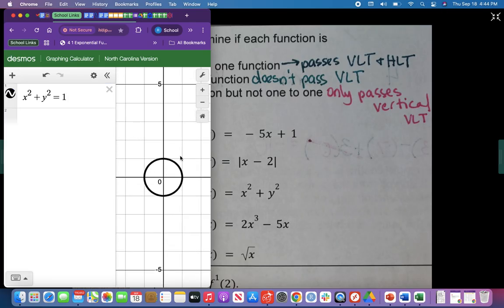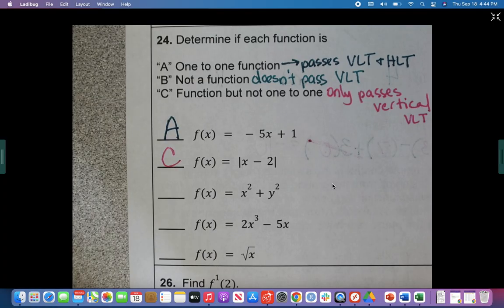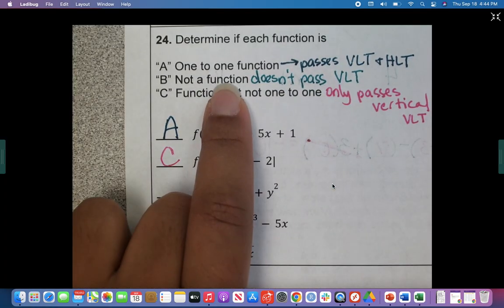So again, let me zoom in. All right, so there's your circle. Does it pass the vertical? No, it does not. It touches twice. Does it pass the horizontal? No, it does not. It touches twice. So it doesn't pass the vertical, so that is not a function.